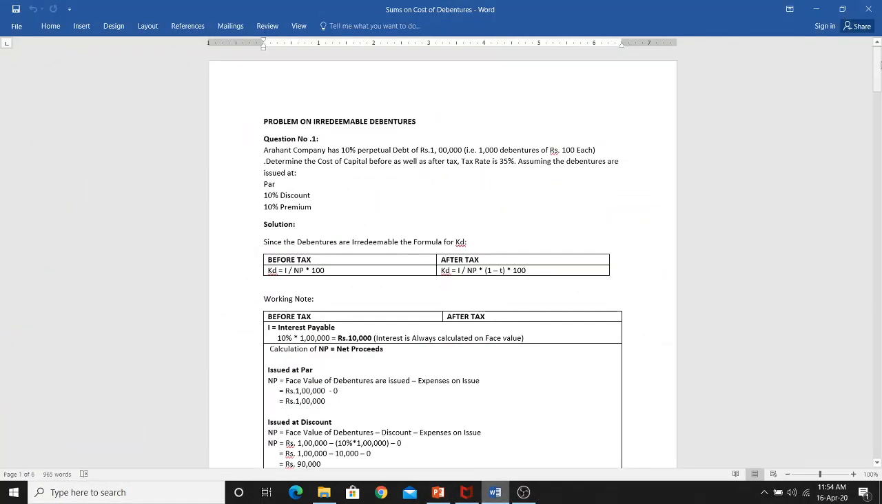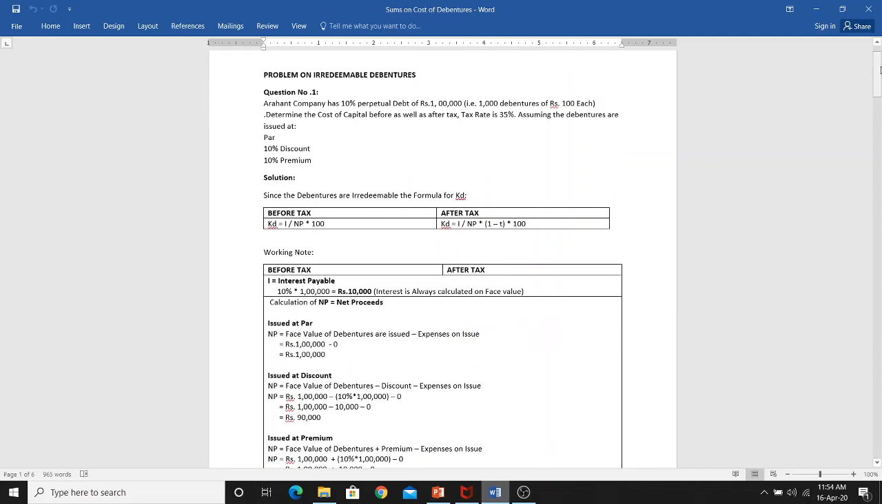Okay, so let us come to the problem on irredeemable debentures. First of all, tell me what are irredeemable debentures. Since we are initially starting, this is our first problem, so I have specified that this problem is on irredeemable debentures. In the exam, they will not specify. Irredeemable debentures are those debentures that cannot be repaid, that are not repayable by the company.